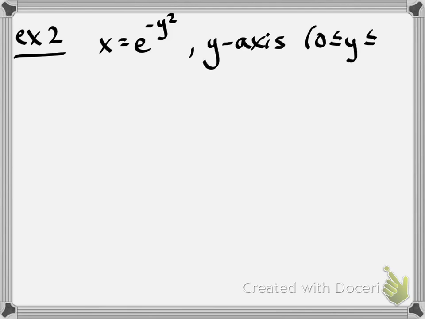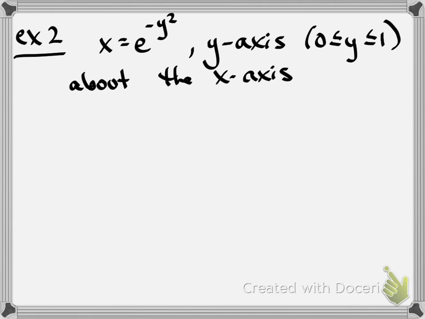Okay, I'm going to do one last one. Example 2: find the volume of a solid of revolution formed by revolving the region bounded by the graph of x equals e to the negative y squared, the y-axis, between 0 and 1, about the x-axis. So since we're rotating about the x-axis, that's why everything's in terms of y.